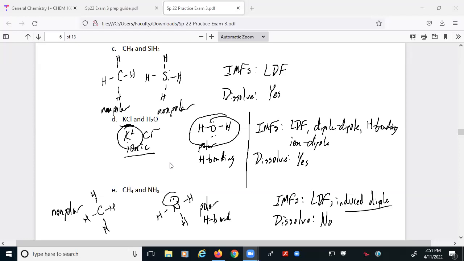So like water and hydrogen sulfide, for example, you're not going to see hydrogen bonding between those two molecules and each other because the sulfur atom isn't capable of hydrogen bonding. So the only interactions you'll see there are dipoles and London forces because the sulfur has no capability for hydrogen bonding.